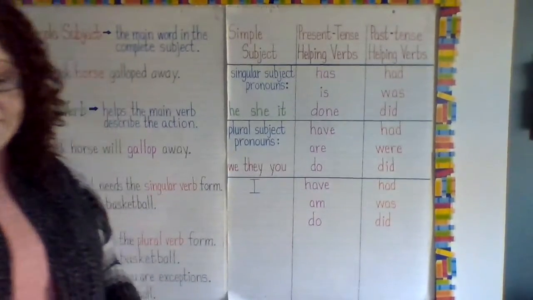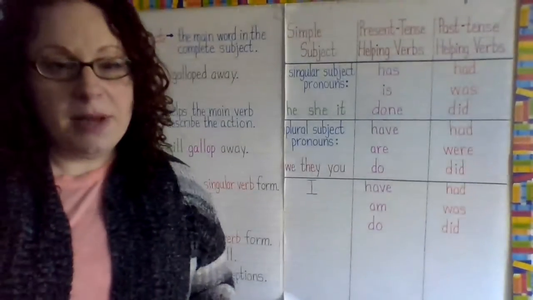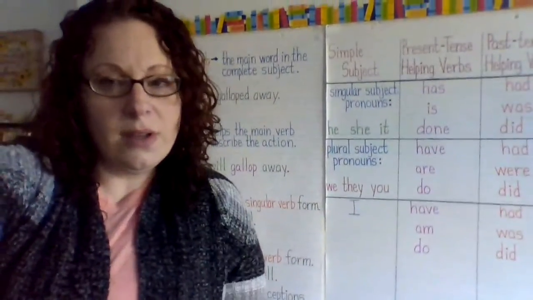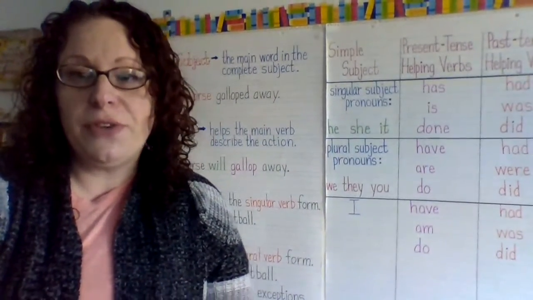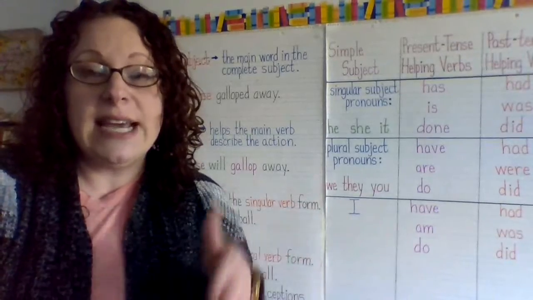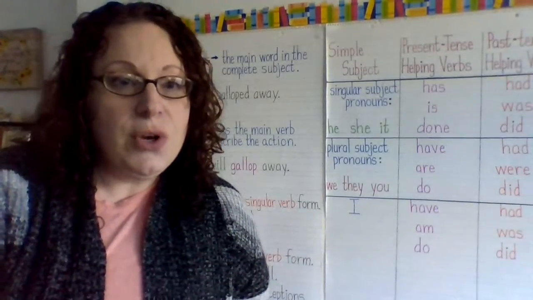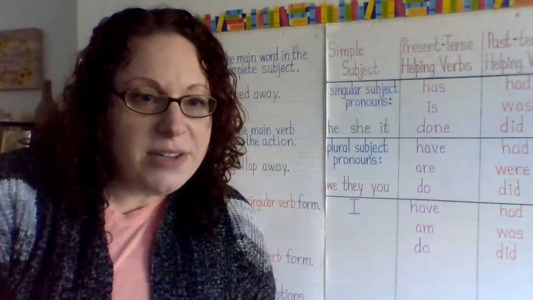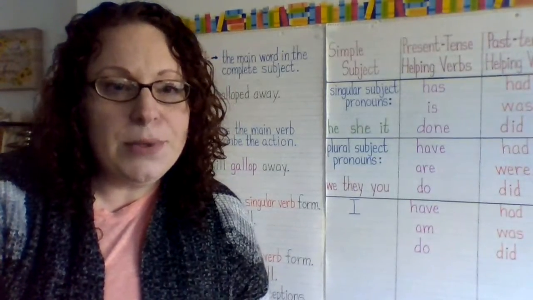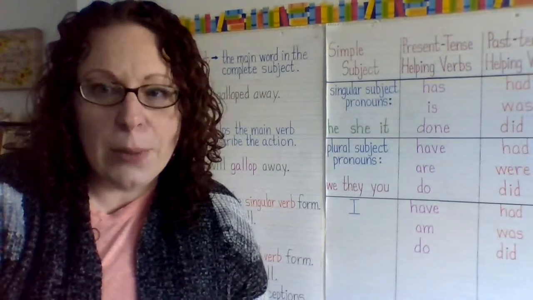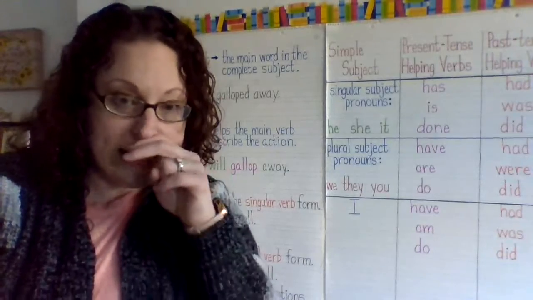So let's go ahead and look at number one. And remember, we usually do the first workbook page together, and then the second one you'll do on your own. The first little section there, they want you to underline the simple subject once and the correct helping verb two times, so twice.